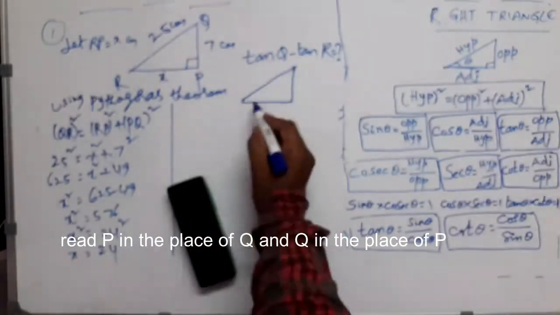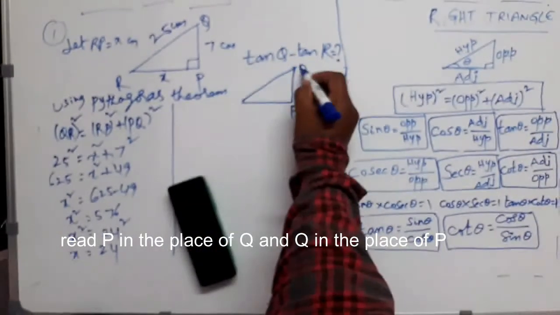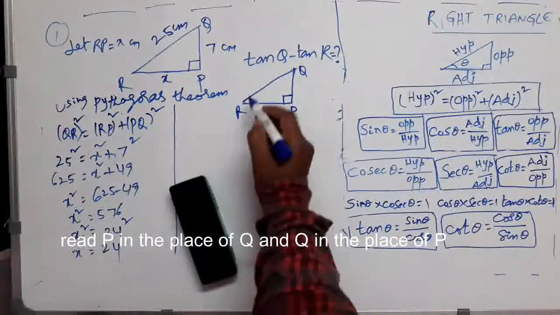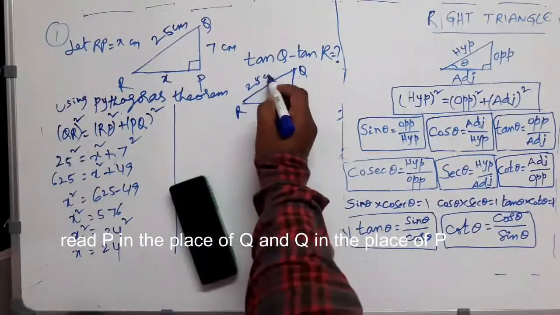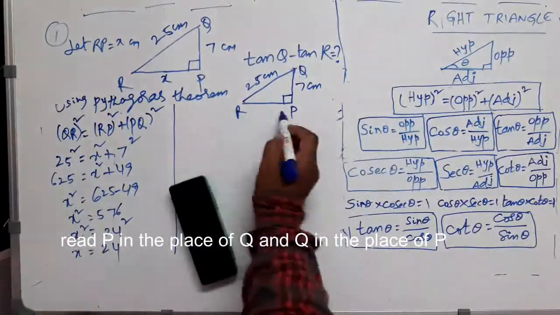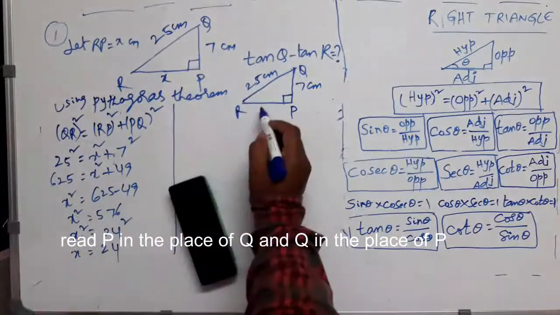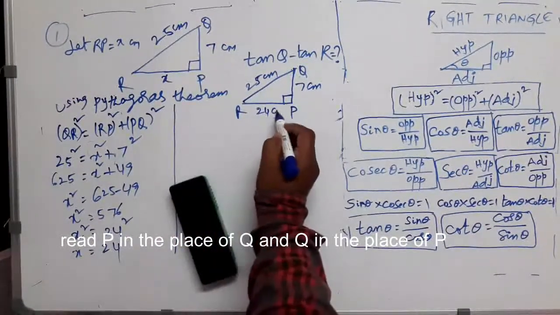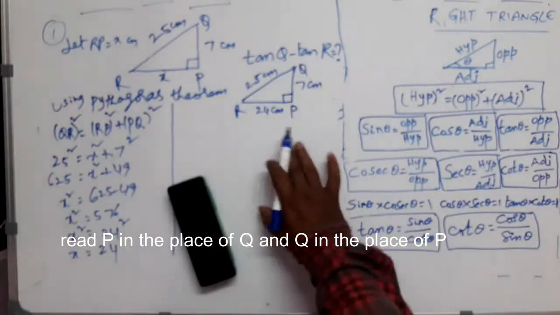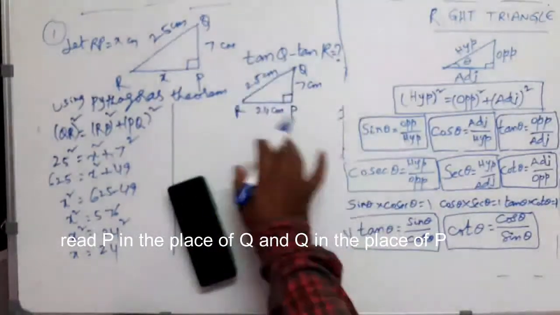I am taking the triangle PQR like this now. PQR, this is 90 degrees. This is 25 centimeters. This is 7 centimeters. And this one I have just now found out, 24 centimeters. See, this is a right angle triangle. Now in this we know the lengths of all the three sides.